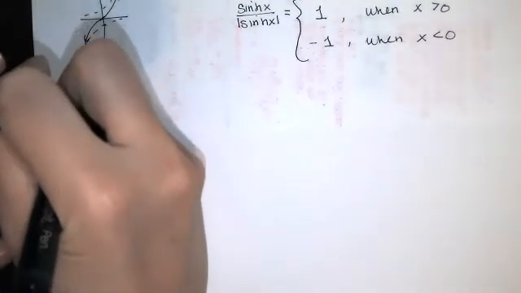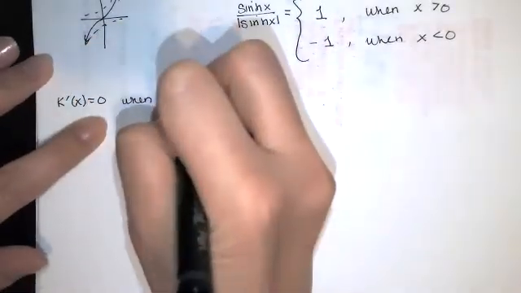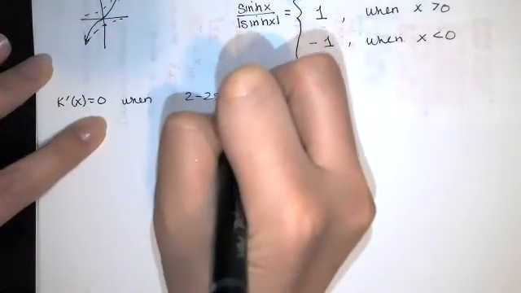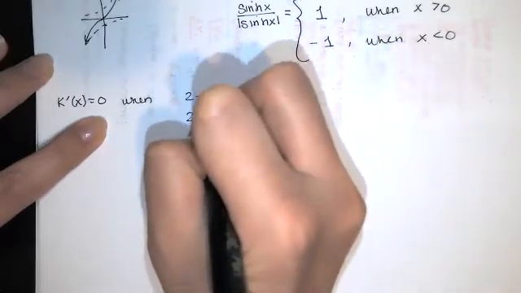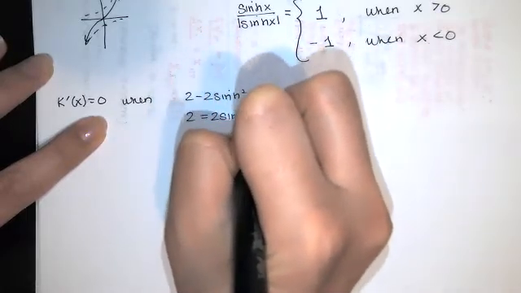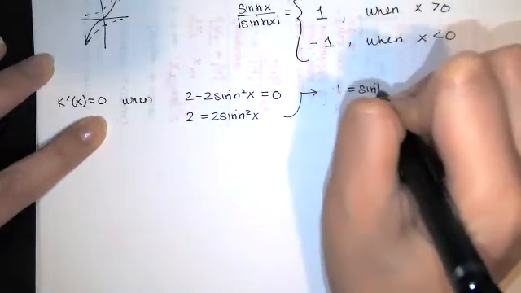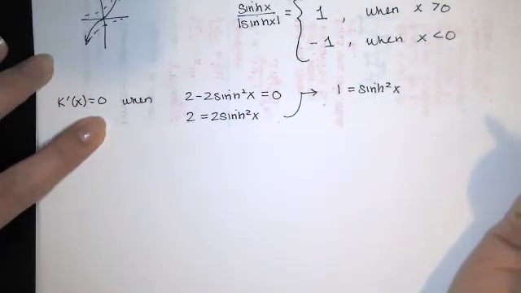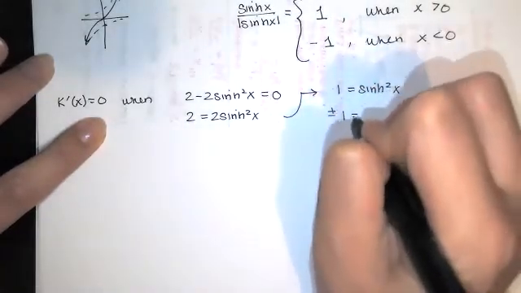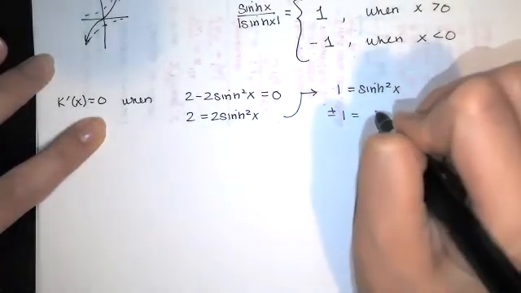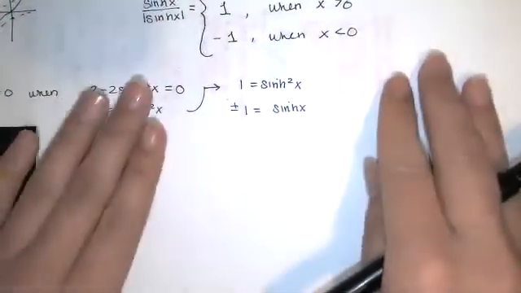So we'll say k prime of x equals 0 when 2 minus 2 times the hyperbolic sine squared of x equals 0. So that means 2 equals 2 times the hyperbolic sine squared x, which means 1 equals the hyperbolic sine squared of x. If I'm trying to get x by itself, we'll take the square root of both sides. That'll lead to a plus or minus on this side. And we get this.